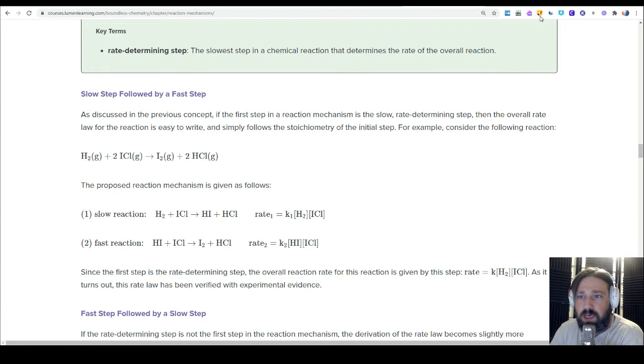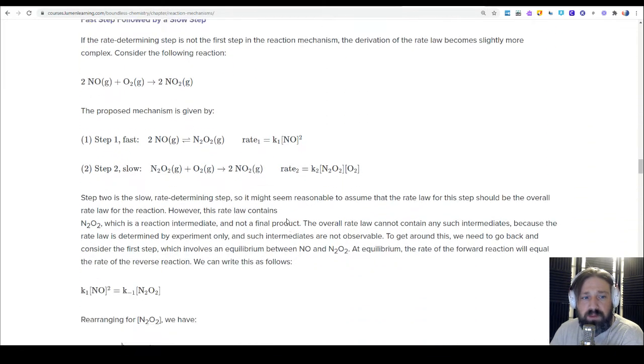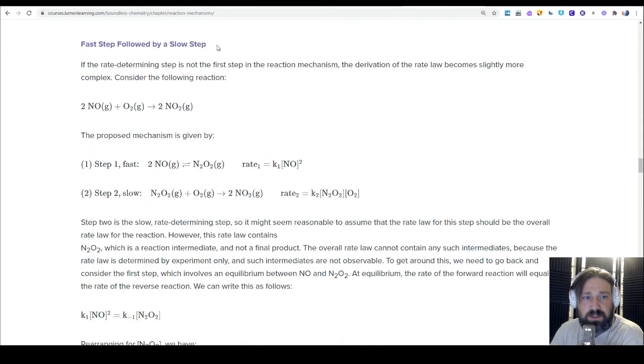If we look here, remember that the rate law is rate equals k, concentration of your reactants raised to some power. Okay. And that works out here. This rate law has these reactants raised to some power, both of them raised to the first power. Okay, great. That's fine. But what if we have this example where the fast step is followed by a slow step?